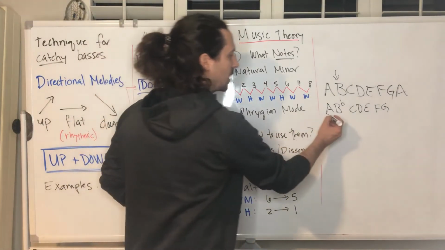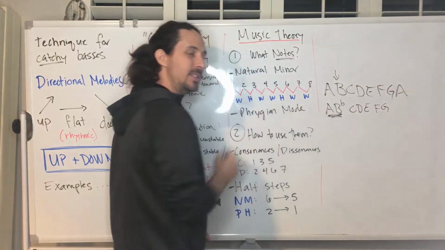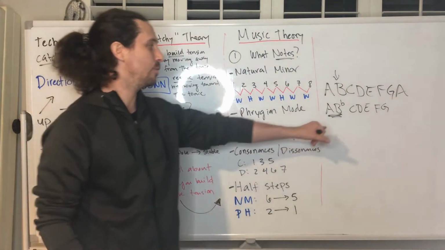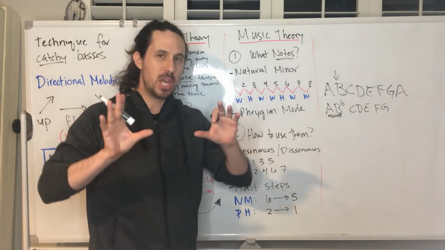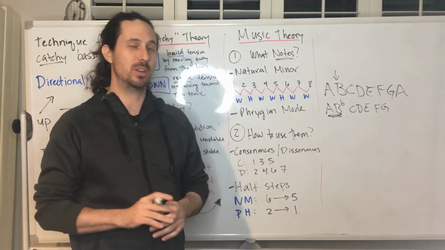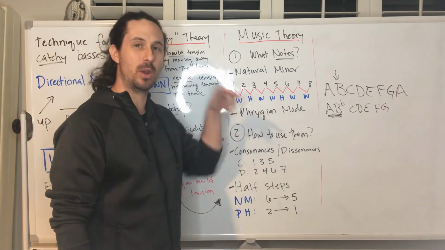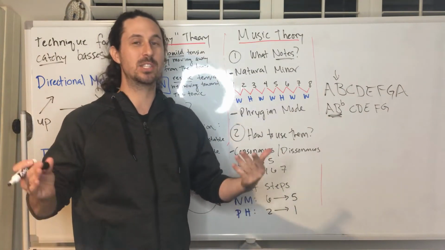Okay, but this right here, the flat second scale degree, that's the interesting note in Phrygian mode. And you've heard this a lot, okay? So here's an example that's going to tie everything together. One of the most catchy bass lines that I've heard in a long time, it uses the Phrygian mode and it's a down melody. Now what is it? It's Stop It by Fisher.